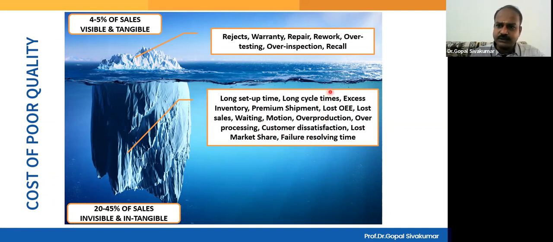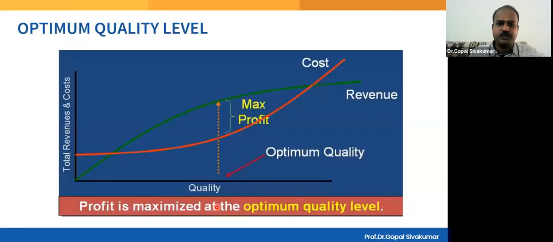If you consider all these things as failure and account for them properly, you will be able to realize that 20 to 45% of the sales is burnt in the form of cost of poor quality. So if you account for both the visible as well as invisible portion, measurable as well as immeasurable portion of the failures, then you will realize an enormous opportunity exists to reduce the cost of poor quality.